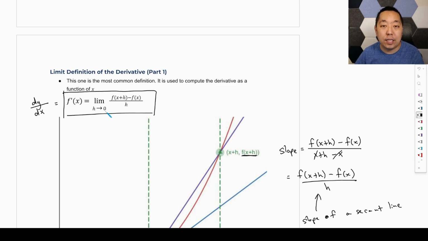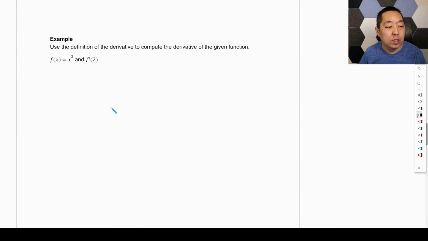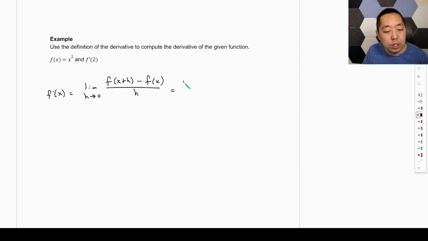So let's see how these limits work in action. Use the definition of the derivative to compute the derivative given the function f of x here, and compute f prime at 2. First, let's compute f prime of x with our limit definition. It's the limit as h goes to 0 of f of x plus h minus f of x over h. Now, all we're going to do here is compute what those things are. Now, f of x is x squared, so x plus h, when I plug it in there, is going to be x plus h squared. And f of x is x squared, all divided by h.